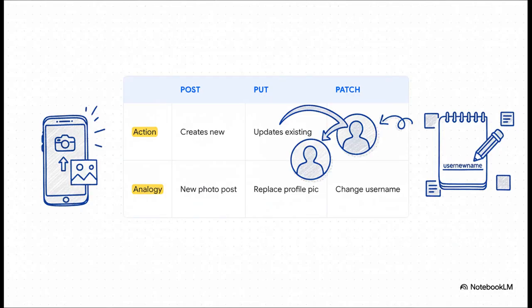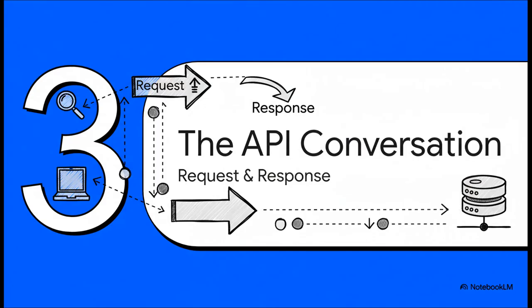For example, let's look at 3 common commands that can be a little confusing: post, put, and patch. Post is when you want to create something brand new, like posting a new photo online. Put completely replaces something that's already there, like uploading a totally new profile picture. And patch? That's for a partial update, like if you just want to change your username without touching the rest of your profile. So now that we have the rules of the road, let's look at the actual conversation itself.